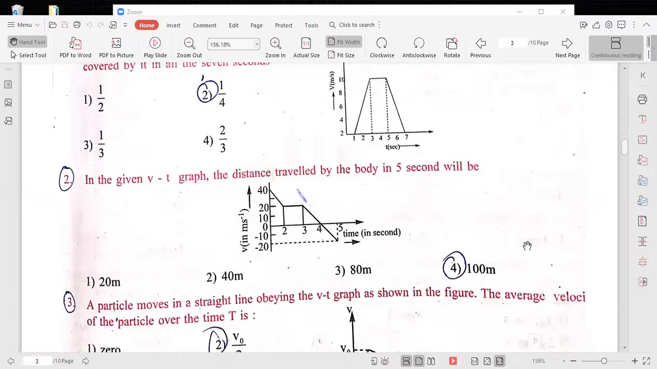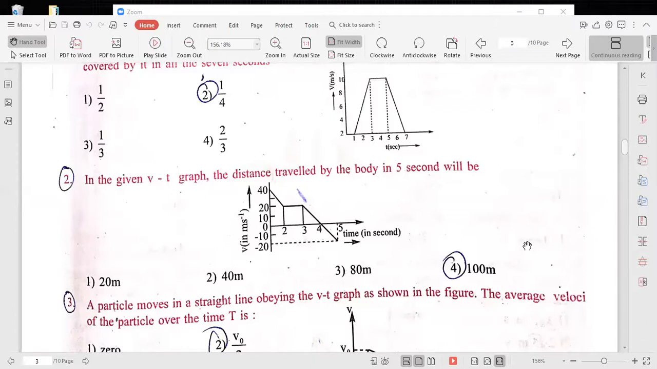Area under the graph up to 5 seconds, you add the two areas. Even between 4 to 5 seconds, even though the graph is along the negative direction, as they asked the distance traveled in 5 seconds, you find the area under the graph up to 4 seconds, and between 4 to 5 also you find the area under the graph. You add them. I already said this in concepts. As they asked the distance.